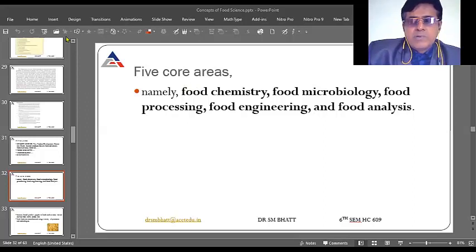But suppose you are adding preservative. Again, you can see your food quality remaining constant up to 30 days or 45 days. Means food spoilage has been stopped. So you can declare your shelf life by various assessments.